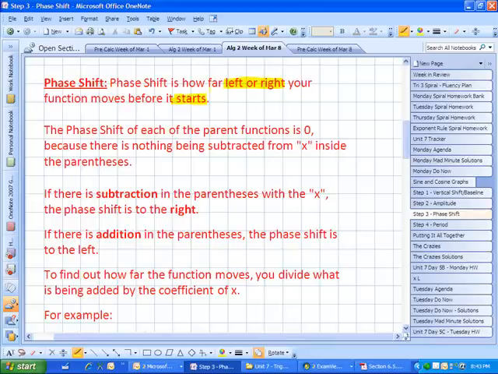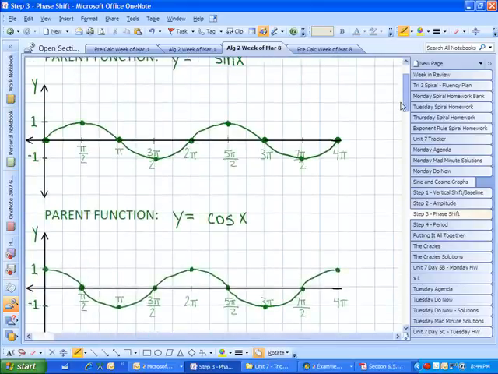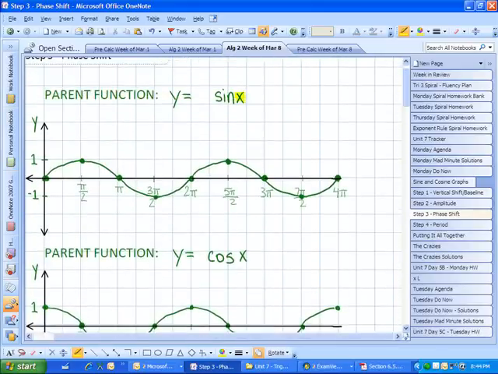So every one of our graphs so far has started at the y-axis because there has been no phase shift, and that's because there is nothing inside the parentheses with the x here. You don't see anything with that x, nothing being added or subtracted to it. In fact, it probably should look like this. Because this has happened, there is no phase shift so far.